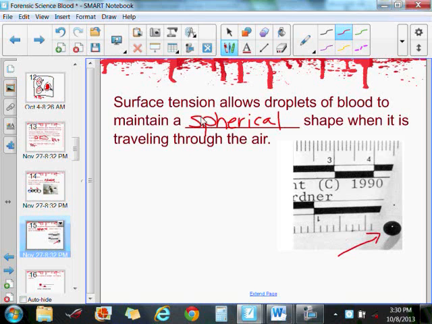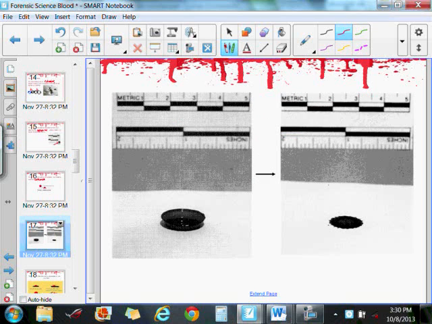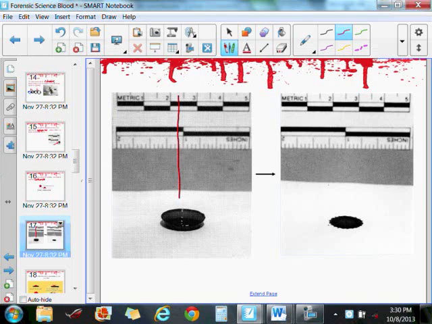So for example, if you take a look at a blood droplet here, it's almost a perfect sphere. Now, when that sphere strikes the surface, something interesting is going to happen. The blood is actually going to be pushed outwards, creating a rim on that blood droplet. So if we take a look at some time-lapse photography here, we can see the blood droplet drops straight down, and we can see this rim forming from the blood droplet due to the spherical shape.